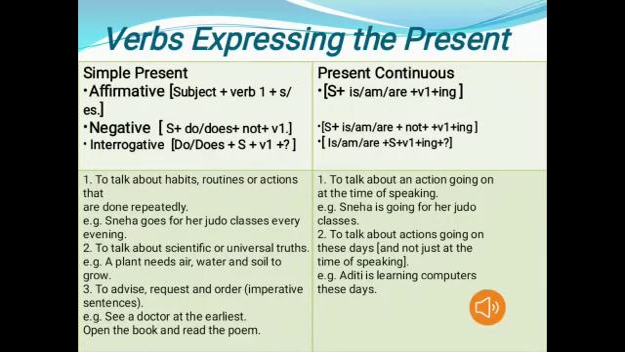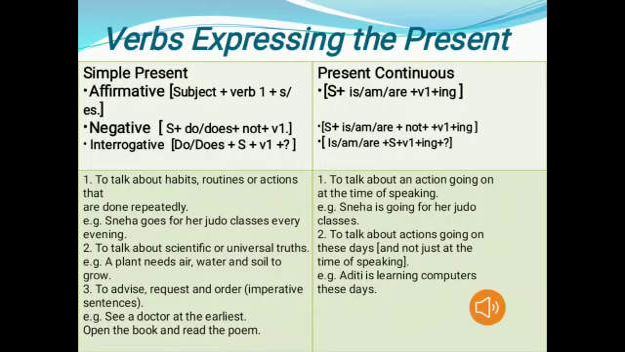Now the third point is to advise, request and order, means imperative sentences. In the imperative sentences also we use only simple present tense. As you know, the imperative sentences always start with the first form of the verb, and first form is used in the simple present tense. So the imperative sentences always start with the simple present tense.